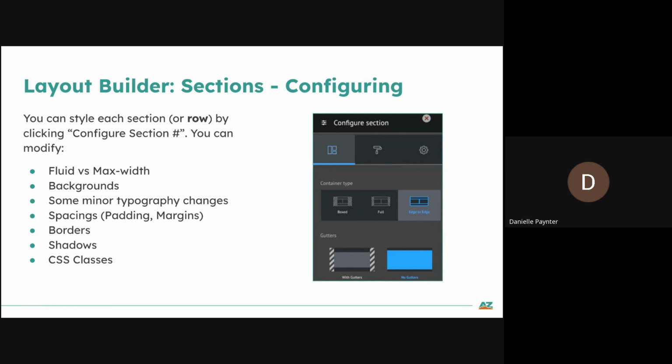And you can also add borders, you can add shadows, and you can even assign that row a CSS class. So if you're avid into messing with CSS and you have that capability, or you have your vendor working in it, this is one of the areas where they can define that CSS.